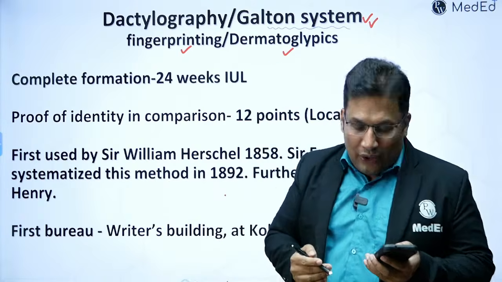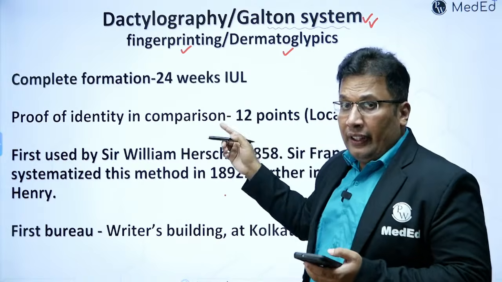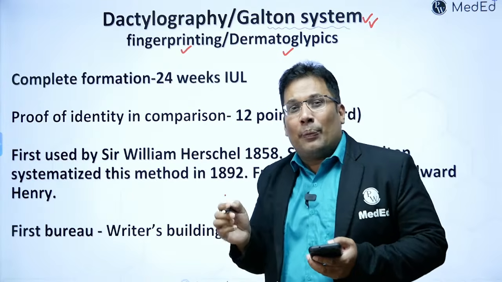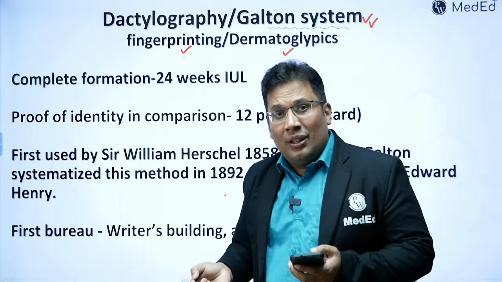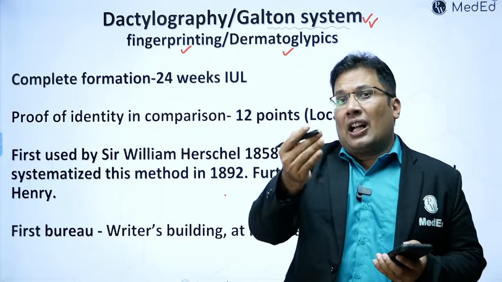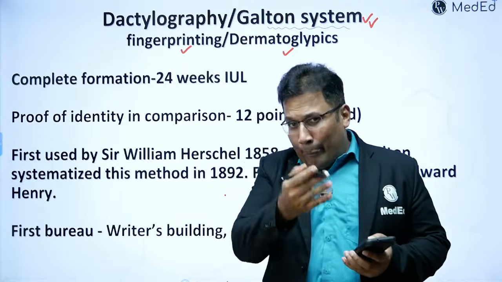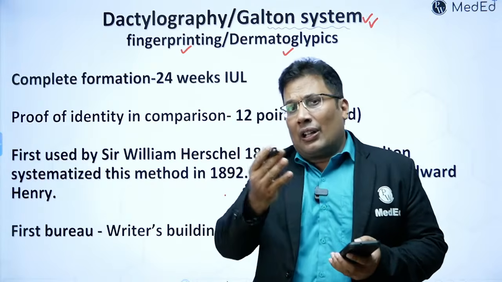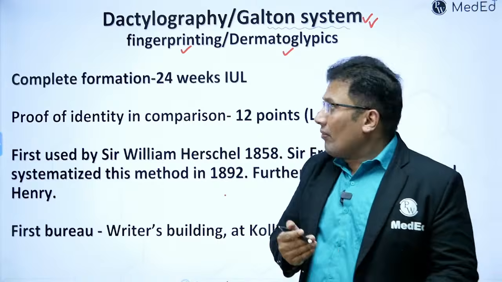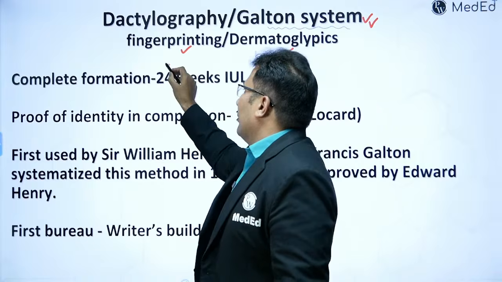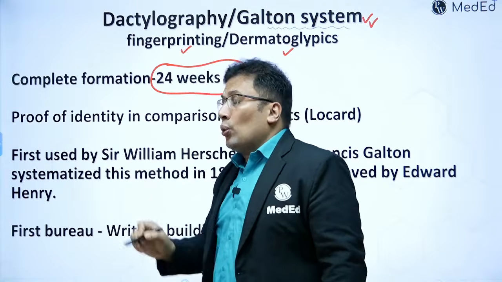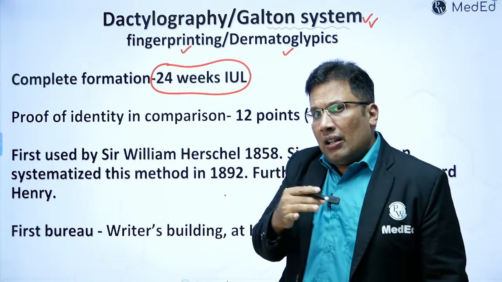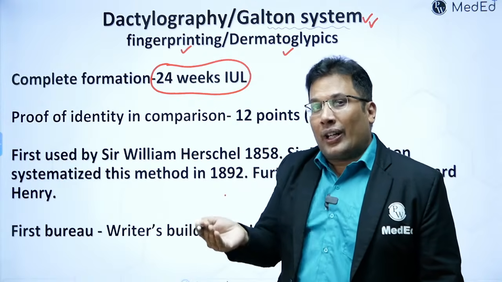So dactylography, nothing but fingerprint, also known as dermatoglyphics or Galton system. It is one of the commonest methods of identification that is used. It is used in many applications, in your Aadhaar card, mobile applications, bank applications. So many applications include fingerprint nowadays, even your Aadhaar card as well, passport as well. Complete formation occurs around 24 weeks of intrauterine life. So it is formed during around 6 to 7 months of intrauterine life.